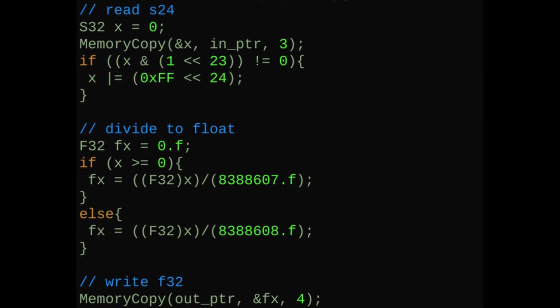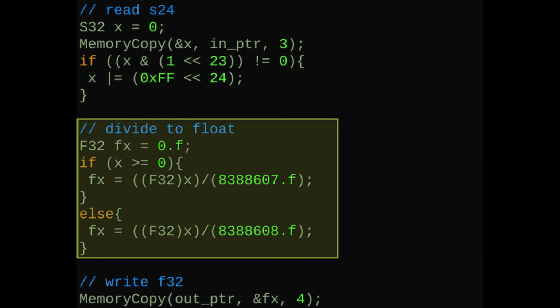From there, I can just treat it like a 32-bit signed integer that is guaranteed to be in the range of a 24-bit signed integer, and I do the divide down here that puts it into the floating point range -1 to 1, and that gives us our F32 from S24 buffer converter. Now I want to take a look at using more than 2 audio channels.